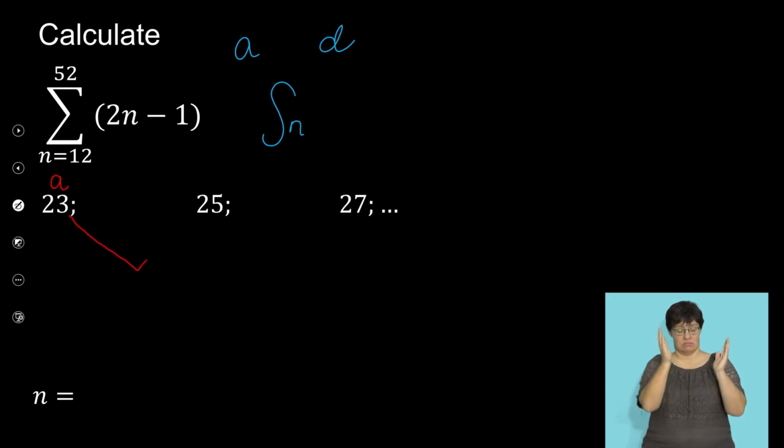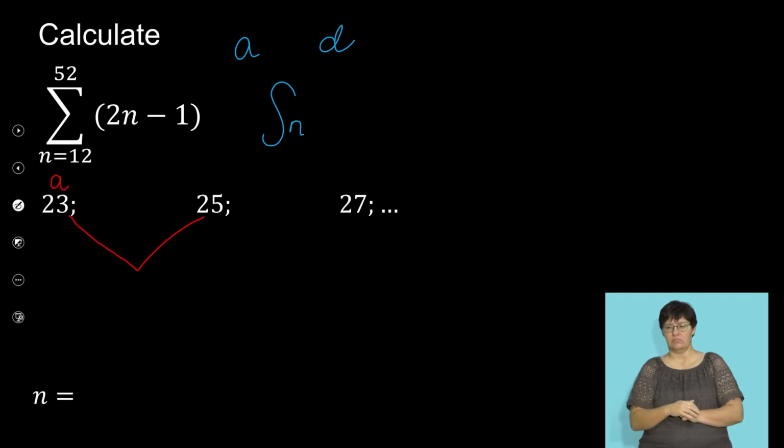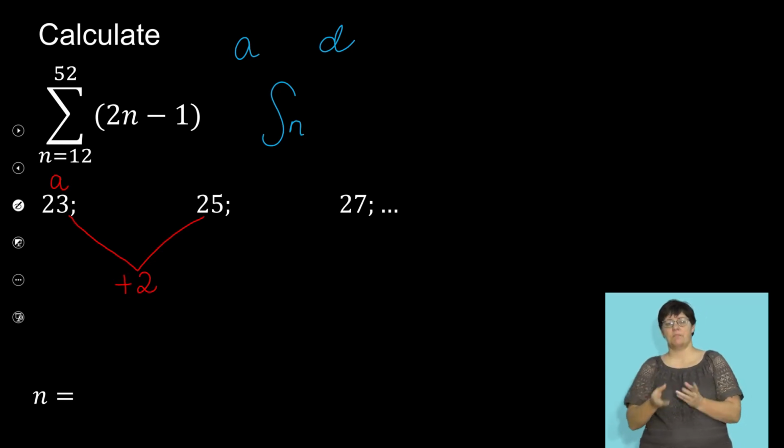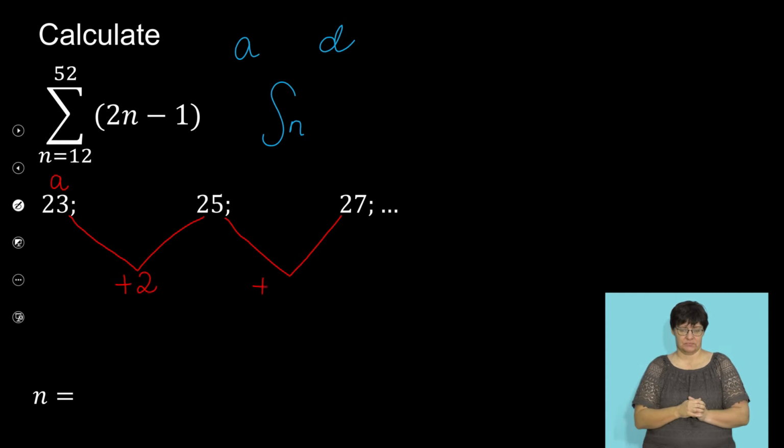If I look between 23 and 25, I can see that there is a common difference of positive 2, because 23 has increased by 2 to get to 25. Then from 25 to 27, I can see that there's been an increase of positive 2. As my common difference is the same, that is a confirmation that it is an arithmetic series.